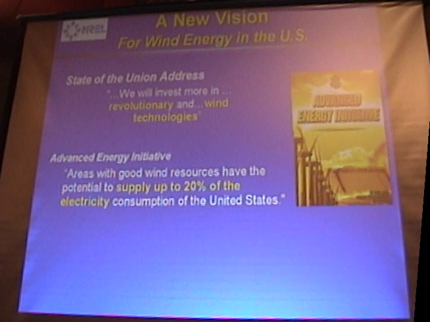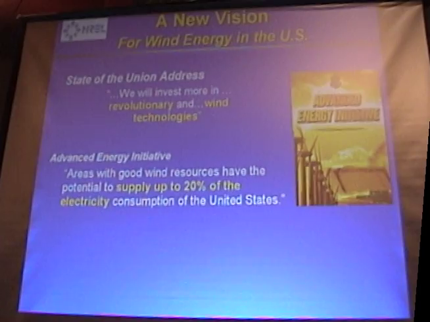So we have a new vision for wind energy. This is something that we're working on. And the vision is that we're going to make 20% of our electricity by 2030. That means we have to increase our supply of wind energy to the electric grid by 20 times what it is today, which I think is a goal that's eminently achievable. And even our president has made this comment in one of the State of the Union addresses that we will supply up to 20% of the electricity consumption of the United States with wind energy, and it's in the Advanced Energy Initiative that the administration put out.